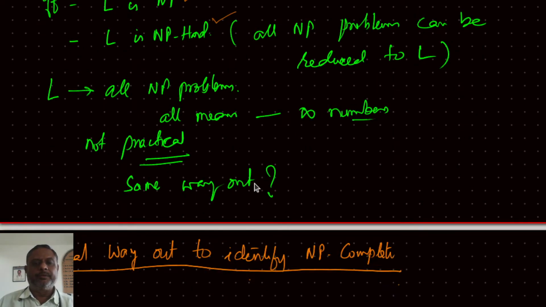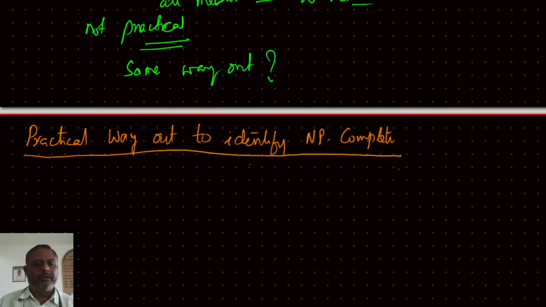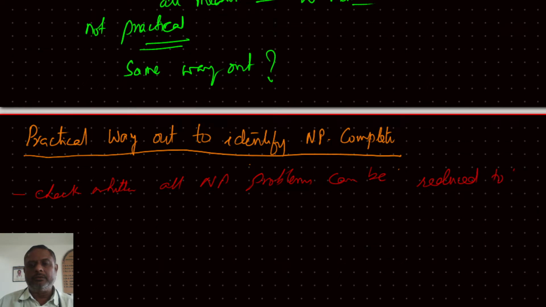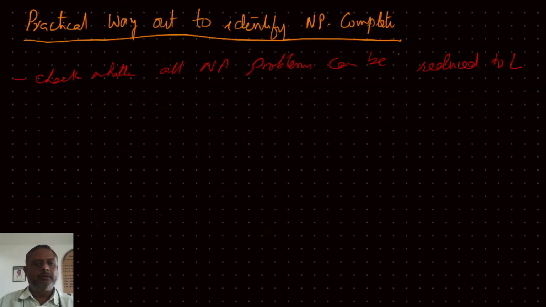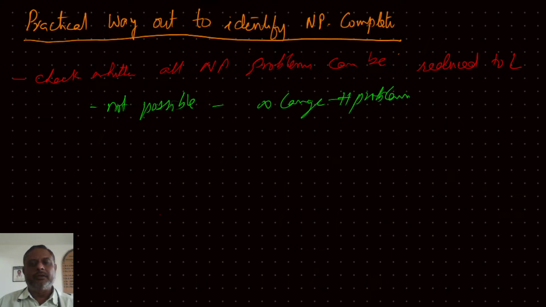So what we need to check now is whether all NP problems can be reduced to this problem L. Now these are an infinitely large number of problems, so it's not possible to work with an infinitely large number of problems, because the problems in NP are almost infinitely large. Therefore, this is not possible.